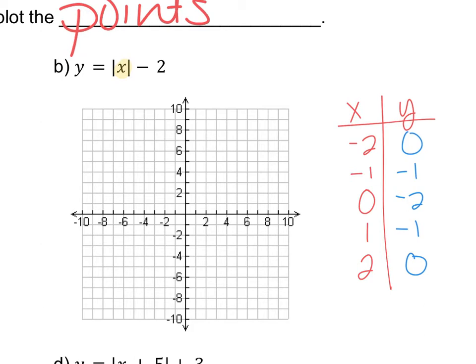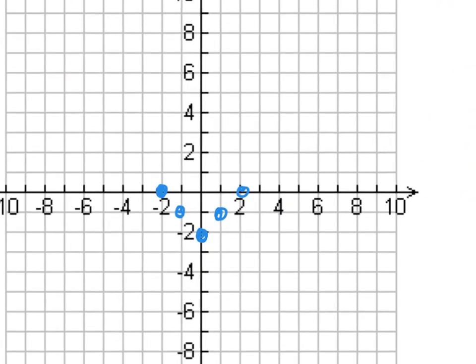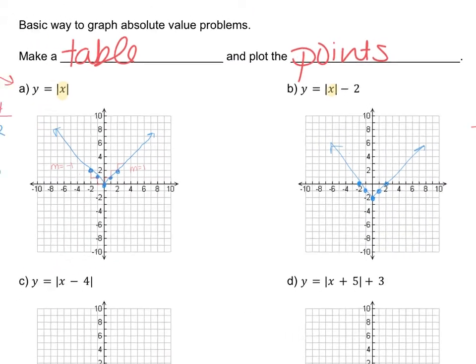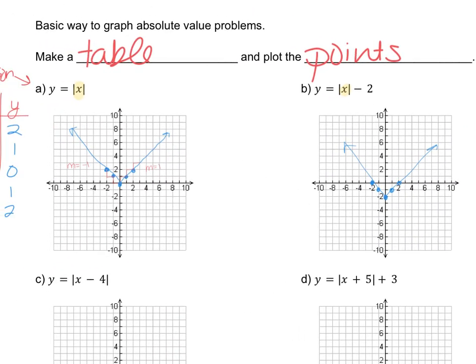Okay, so plot this. Go over to -2, 0. -1, -1. 0, -2. 1, -1. 2, 0. Okay, and it's going to look something like this. So what do you notice about this graph compared to the last one, to letter A?